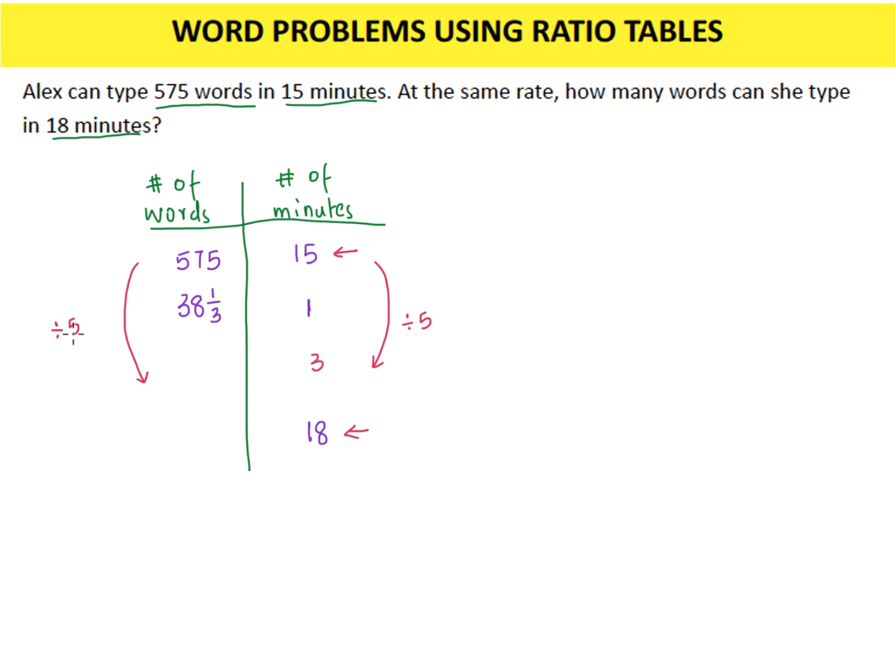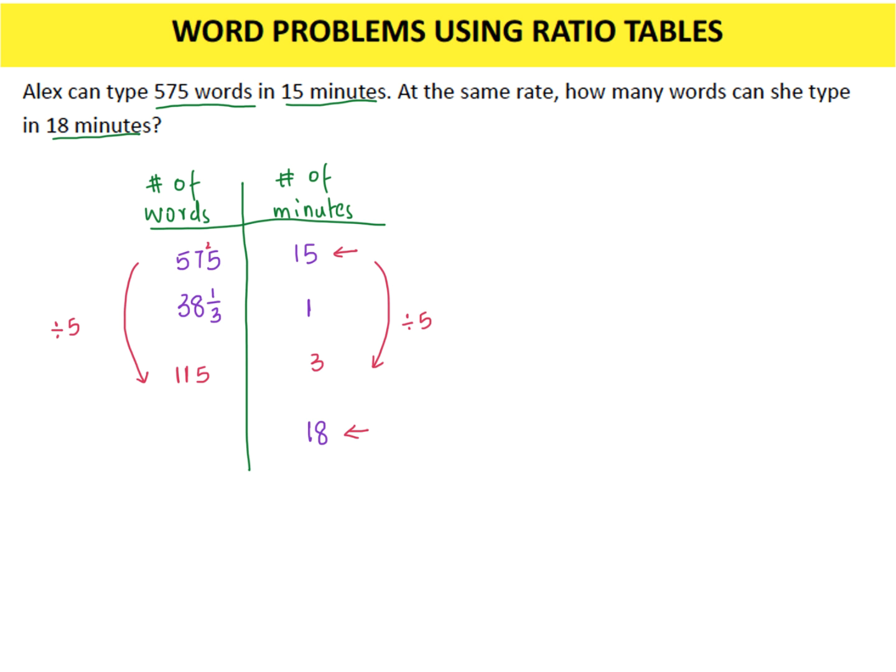575 divided by 5, I don't know if you're used to doing short division, but here is how I would do it. 5 goes into 5 one time, 5 goes into 7 one time, and there is 2 left over, and 5 goes into 25 5 times. So 575 divided by 5 is 115. And now what we simply need to do, okay, 15 minutes is 575 words, 3 minutes is 115 words.